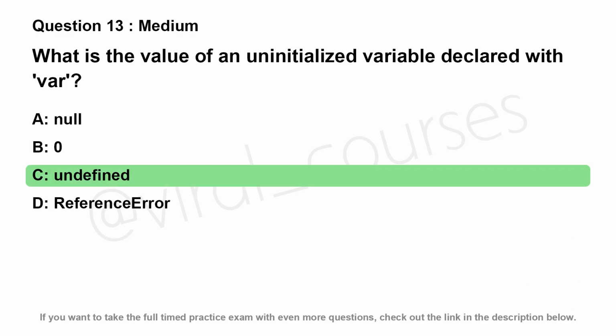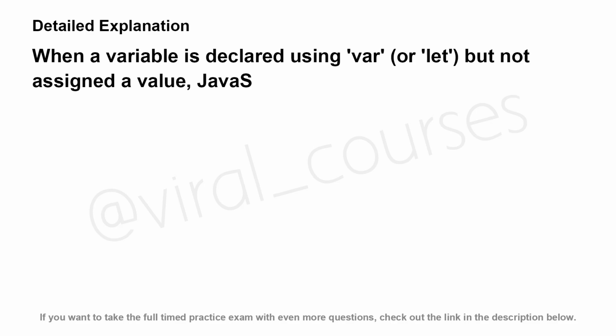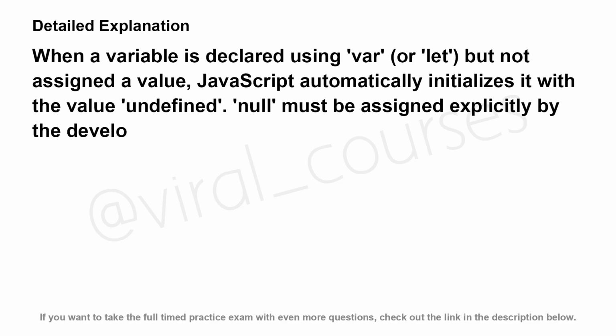The correct answer is C. When a variable is declared using var or let, but not assigned a value, JavaScript automatically initializes it with the value undefined. Null must be assigned explicitly by the developer.